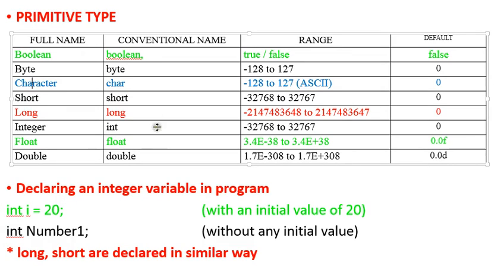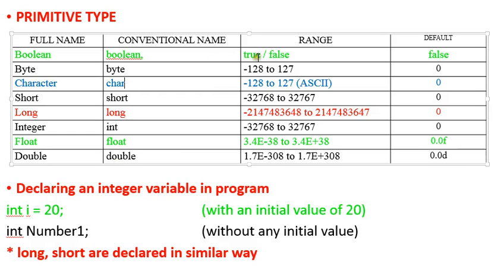But when you are writing them in a computer program, instead of writing boolean like this, we use a small letter here. Instead of writing byte here, we use a small letter. Instead of writing character, it is char, our C should be small letter. Short, small letter. Long, small letter. For integer, we just write int. Our I is small letter. For float, F small letter. For double, D small letter. And they have a range of values that they cannot go beyond.